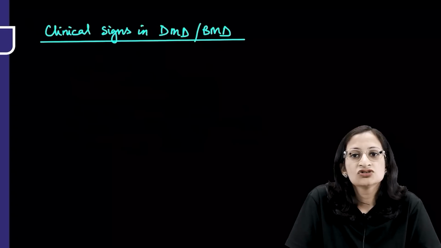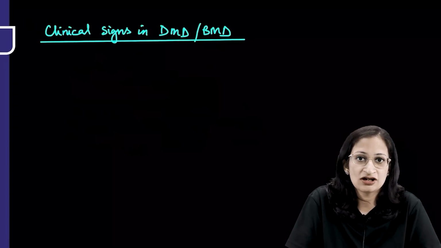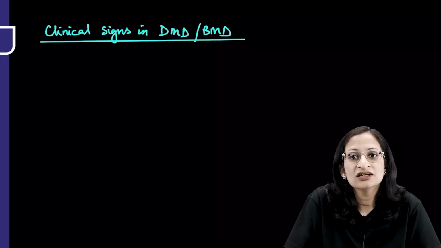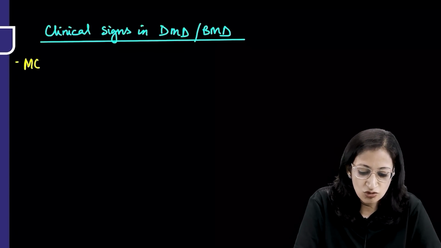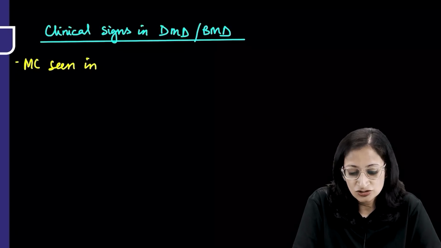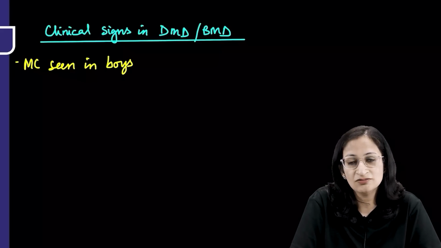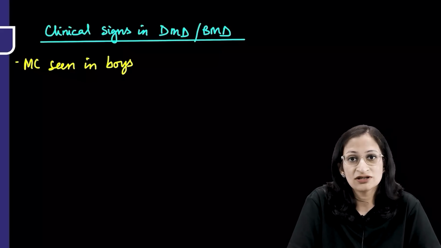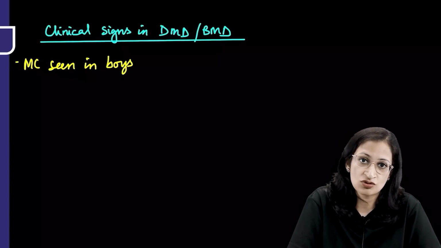Right? So what are all the clinical signs which you can see in a child with DMD or BMD? DMD or Duchenne or Becker muscular dystrophy is more commonly seen in boys, obviously because it has X-linked recessive inheritance. Rarely the females are affected, but sometimes they may be affected when there is unfavorable lyonization or in Turner syndrome, single X chromosome and so on.